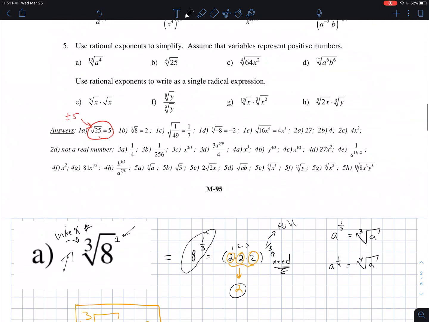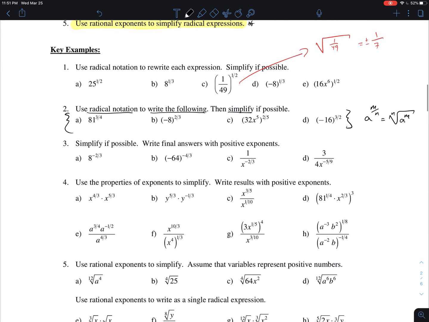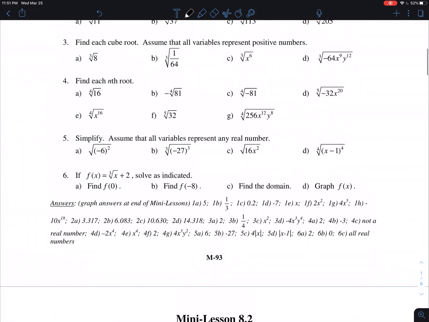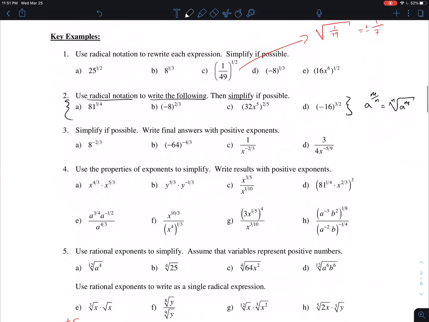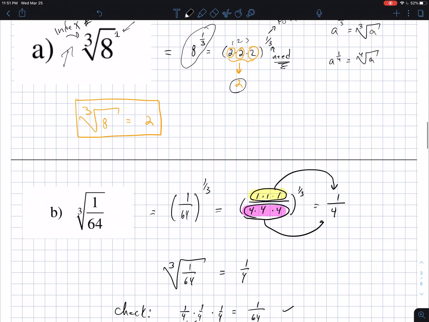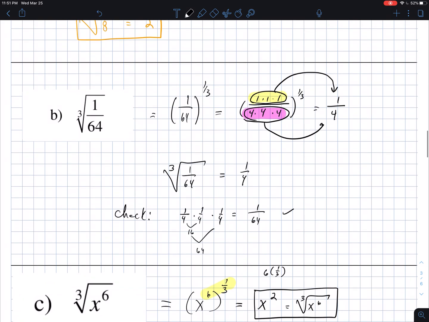Then I did another problem, 3B, I believe, so I did the cube root of 1 over 64. I think I did all of them, actually, so we can probably just go in order. I drew this one out a little bit, but I'm not so sure it's understandable the way I did it here, so let's talk it through.